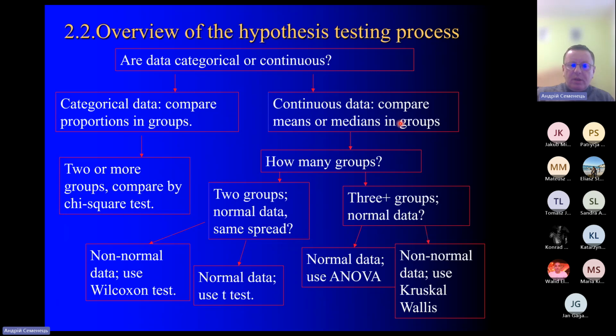In case of continuous data, again, it's not fully complete. Depending on how many groups we have, we compare means or medians. In case of two groups, again depending on whether the data is normally distributed or not, we can use parametric test statistics or non-parametric ones like the Wilcoxon test or something like this. For three or more groups, again with normally or not normally distributed data, we could use analysis of variance, ANOVA, or the Kruskal-Wallis method, or something like this, the non-parametric alternative, and so on.